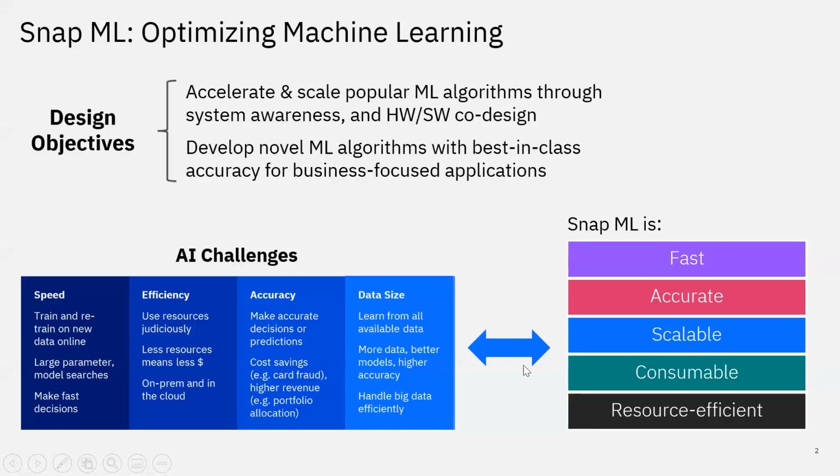Next slide. SnapML, which is short for Snap Machine Learning, is a library for optimized machine learning, and it has been designed with two main objectives in mind. First, to accelerate and scale some of the most popular classical machine learning algorithms, accelerating the training and the inference of those through awareness at the system level. And second, to develop novel machine learning algorithms that provide best-in-class accuracy, in particular for applications at the business level.